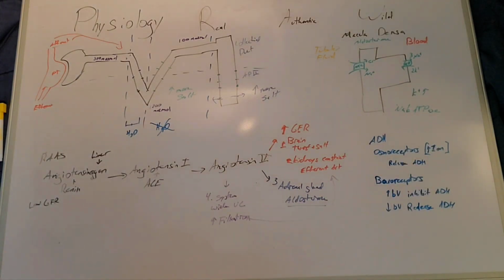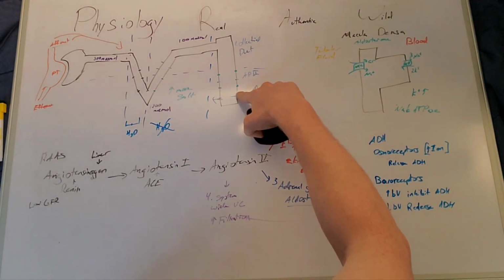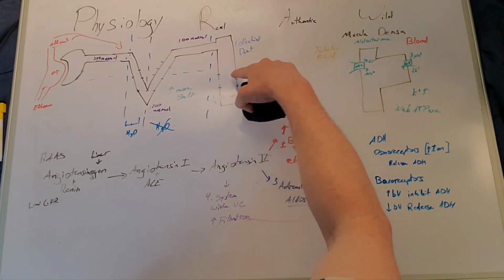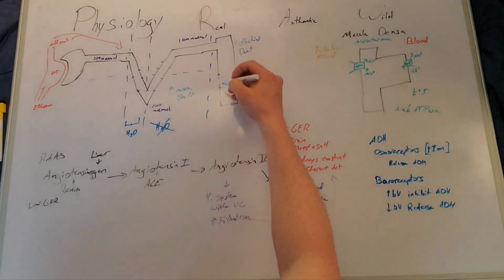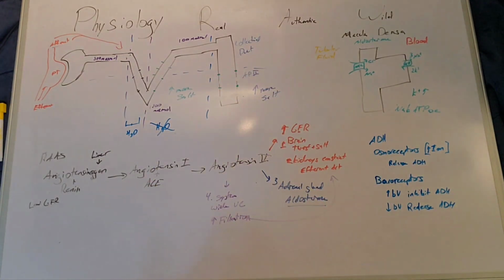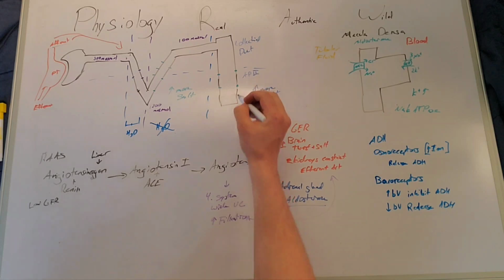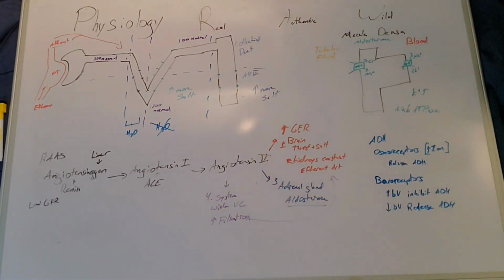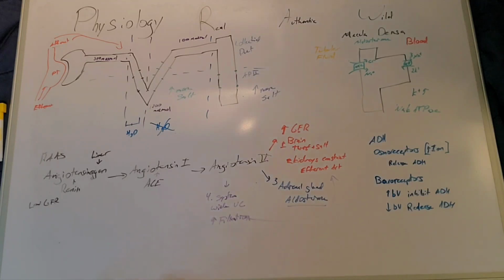Explain how this gradient and ADH can work together to excrete urine of different concentrations. So let me erase a few things to try to make it a little bit more clear. Oops, a little green. So if we are dehydrated, let me make it purple so we can follow it a little bit.